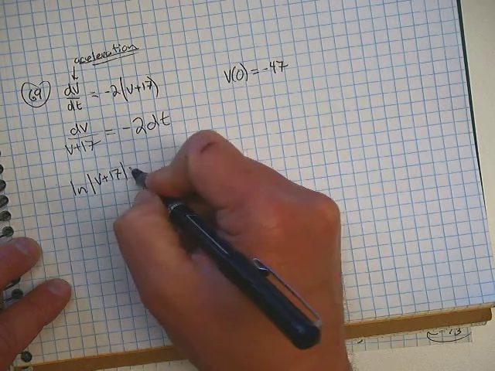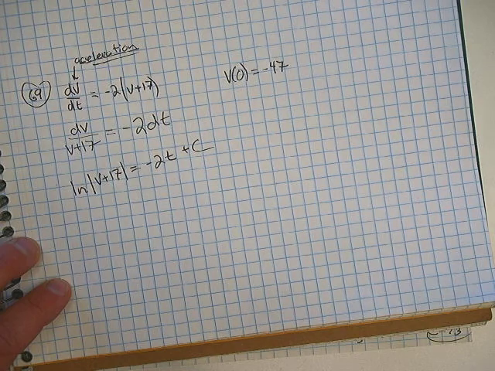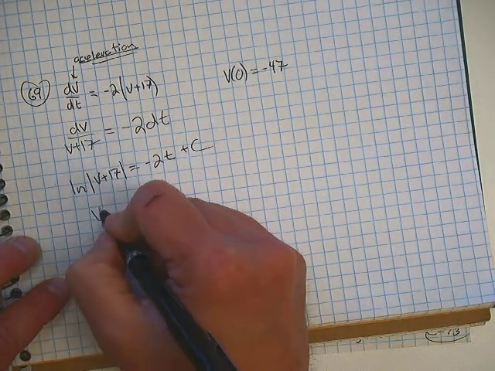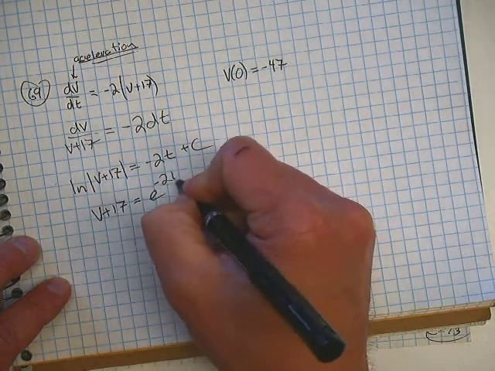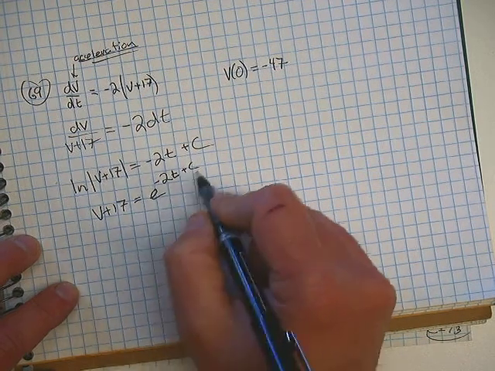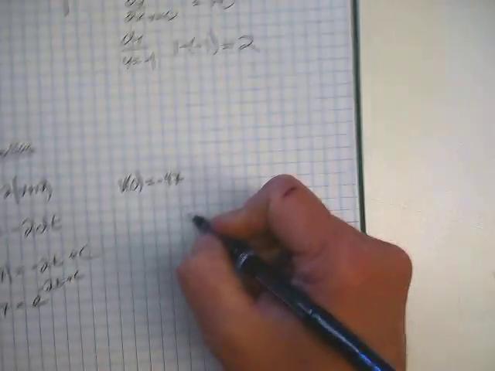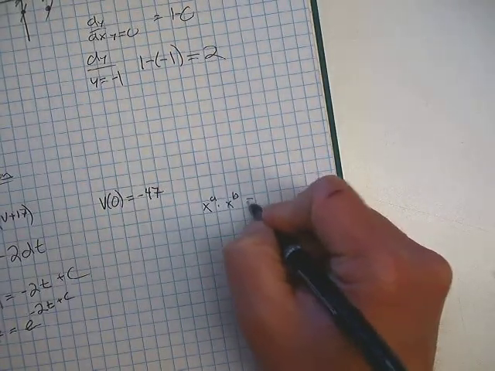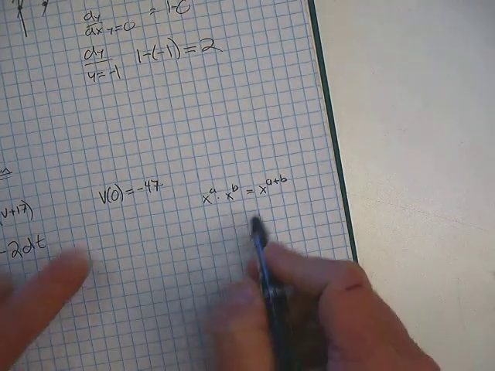Going through this, we get a u over v plus 17. The derivative of v plus 17 is 1. So this just gets us the natural log of v plus 17 equals negative 2t plus c. Now we want to rewrite this in exponential form, so we get v plus 17 equals e to the negative 2t plus c. Okay, this plus c can come out in front because we've done this so many times.